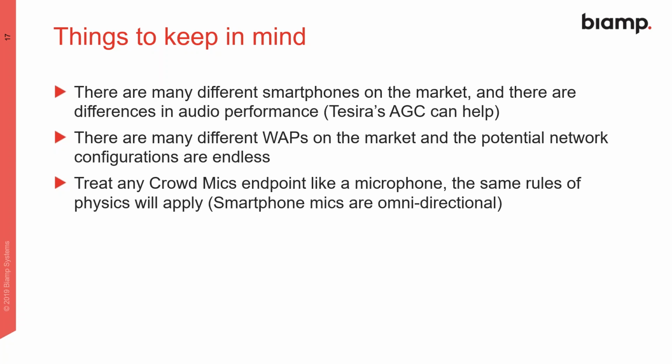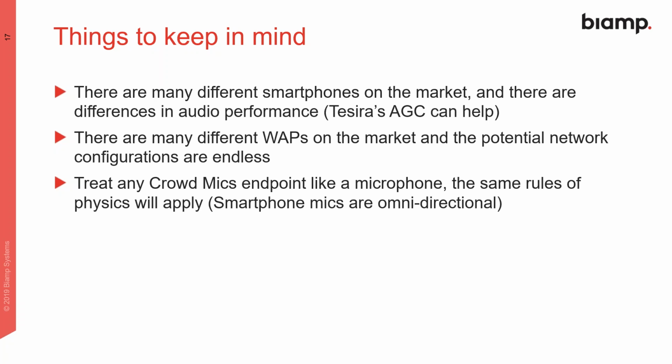Also, the same rules of physics will apply. The thing is that smartphone mics are usually omnidirectional. That brings some problems in terms of gain before feedback. If you amplify the CrowdMics signal too loud inside that room, the mics of the smartphones may pick up that signal and create feedback. So that's something you can easily test beforehand for the event.